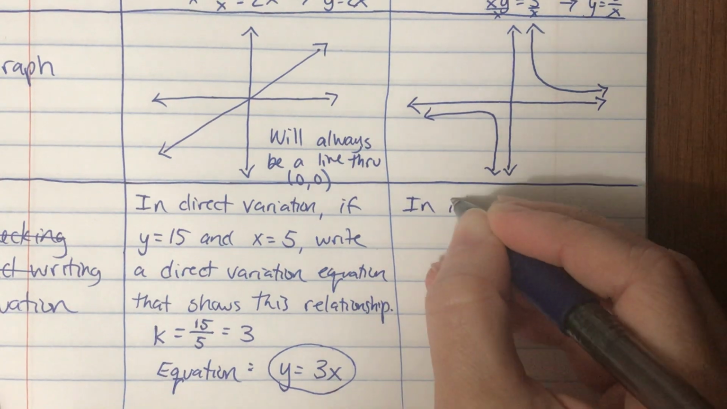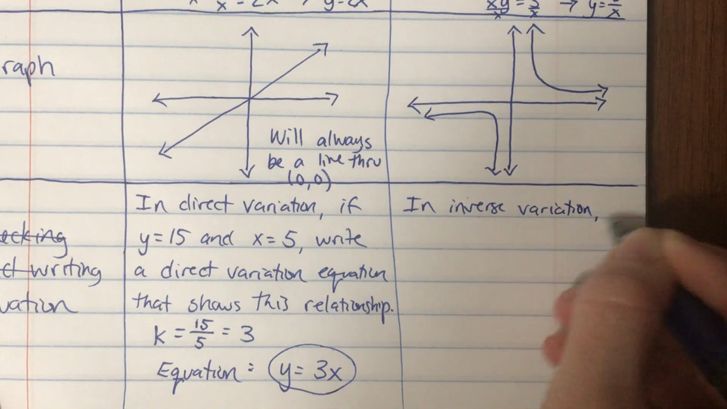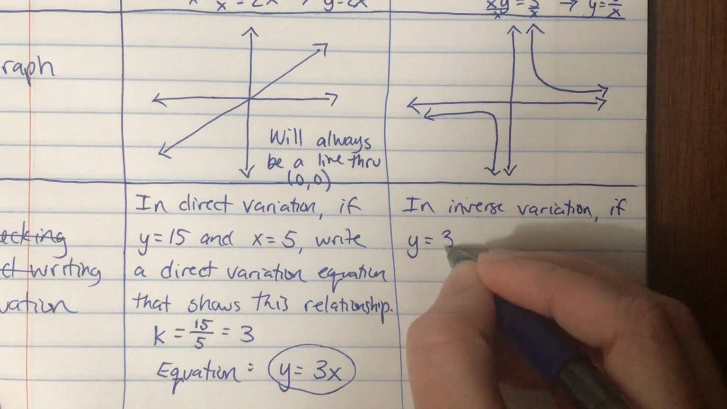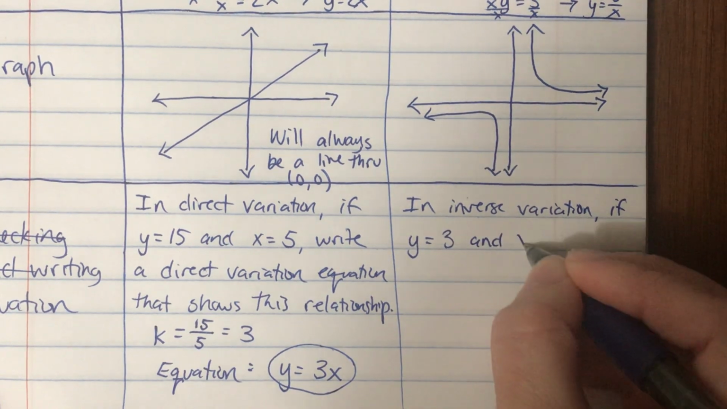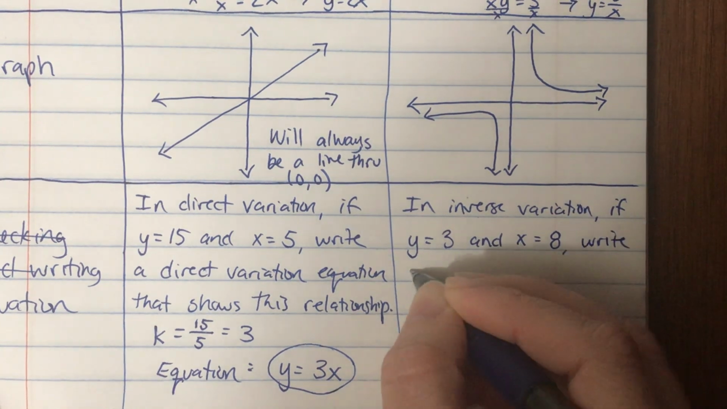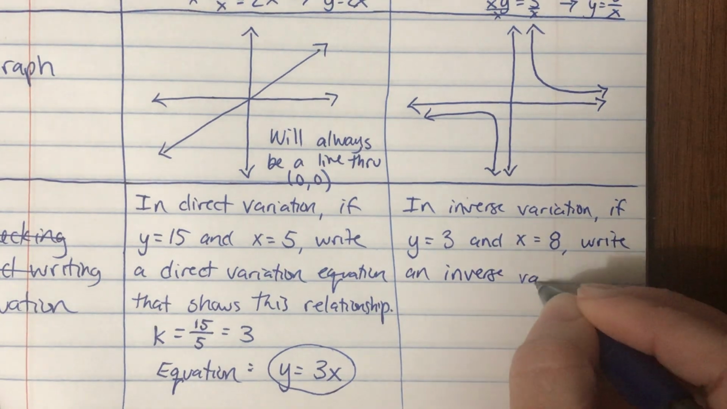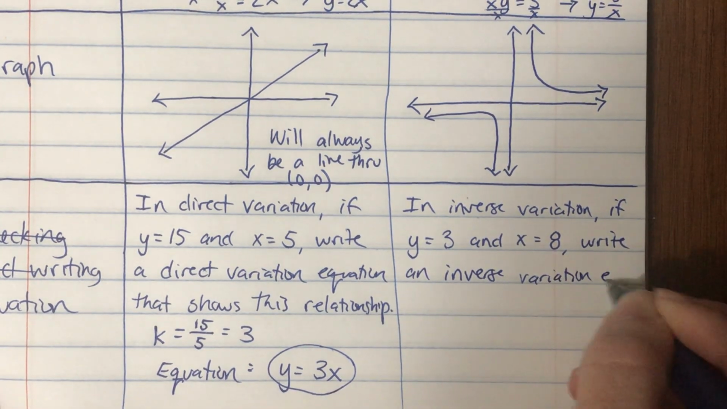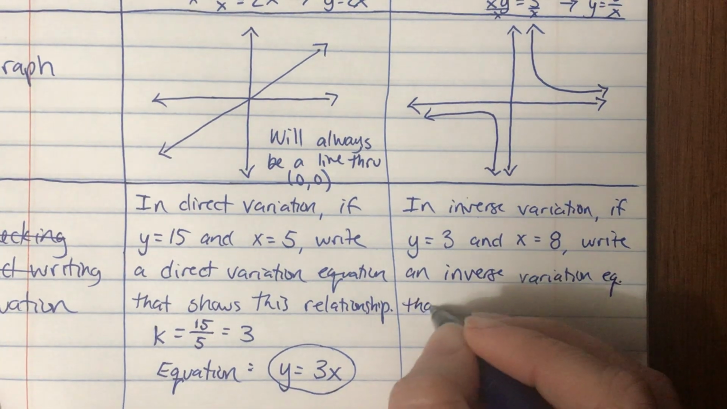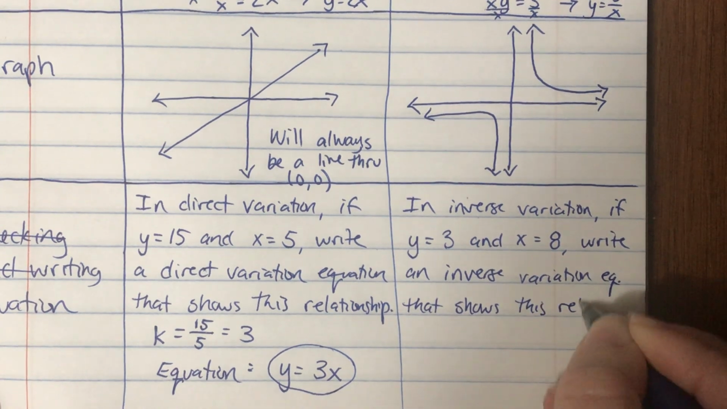In inverse variation, if y equals 3 and x equals 8, write an inverse variation equation. I'm just going to put EQ for equation, if that's okay with y'all. That shows this relationship.